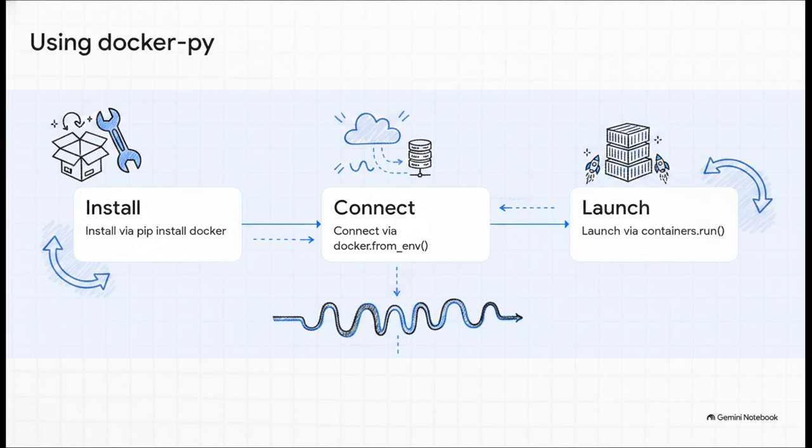First, you just install the library with a quick pip install docker. Next, you spin up a client by calling docker.from_env. That little command automatically hooks into the Docker installation already running locally on your machine. And finally, you launch your instances using client.containers.run. It is just that clean and straightforward.